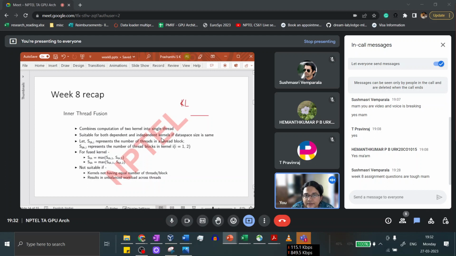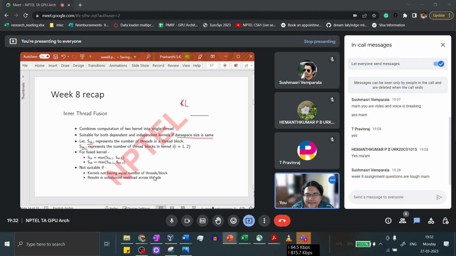Now this is suitable when the data size space is the same, right? If you have the same number of threads, how do you get the dimensions of the threads and the blocks in the kernel? So this STH represents the number of threads, SBK represents the number of blocks. So you simply take the maximum of both for both the threads and the blocks, right?